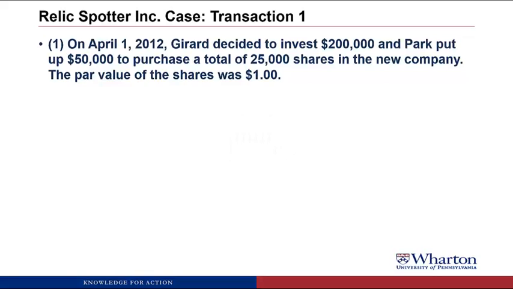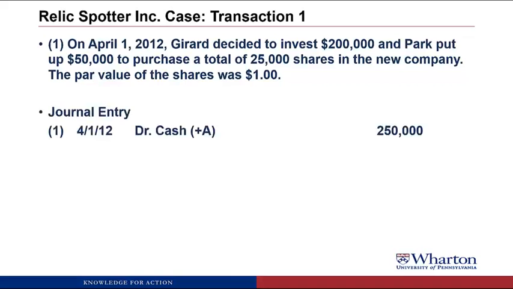In this transaction, we're receiving $250,000 of cash for issuing equity. Cash is increasing by $250,000. Cash is an asset. We increase assets through debits. So the first part of the journal entry is to debit cash for $250,000.